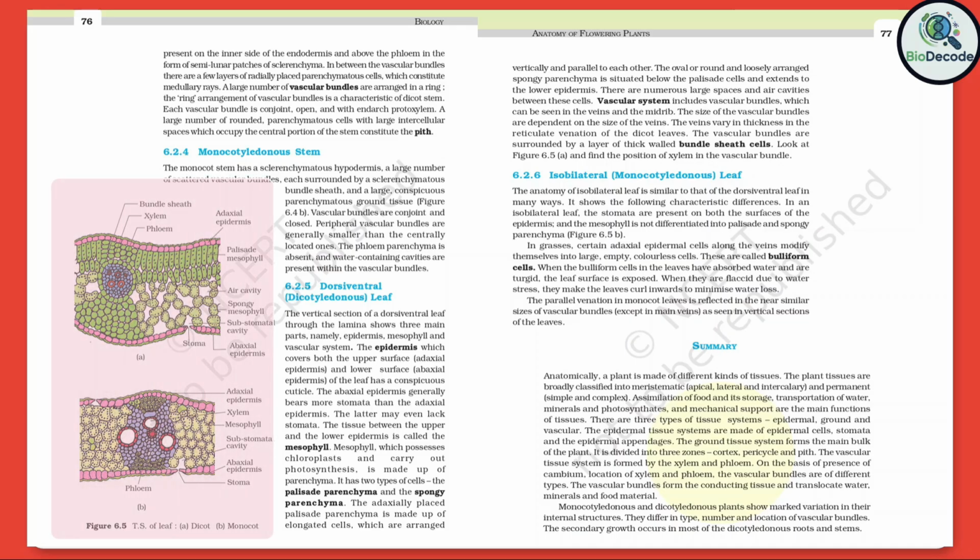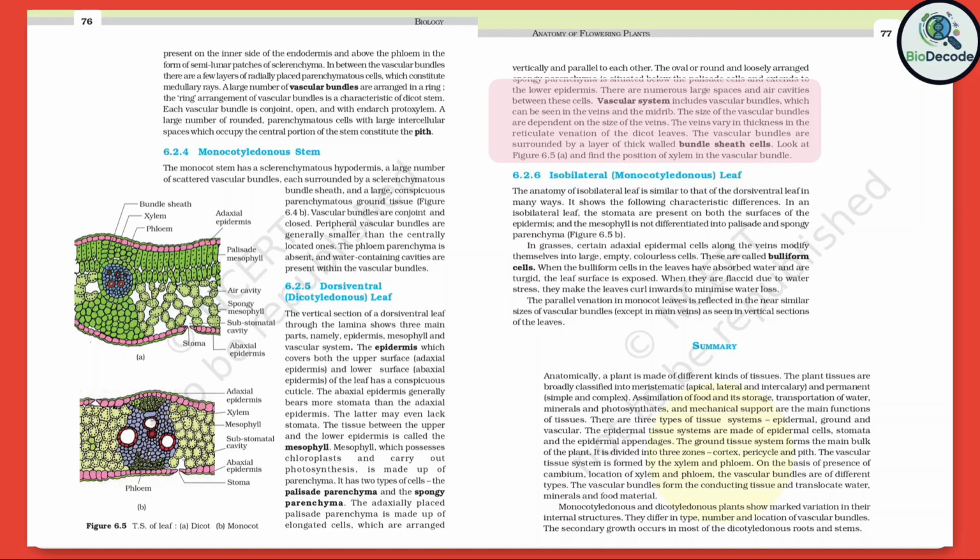Part A represents a dicot leaf showing adaxial and abaxial epidermis, mesophyll with palisade and spongy cells, and vascular bundles. Part B represents a monocot leaf, showing uniform mesophyll tissue without separation into palisade and spongy layers. The vascular system includes vascular bundles, seen in the veins and midrib. The size of vascular bundles depends on the size of veins, which vary in thickness in the reticulate venation of dicot leaves. Vascular bundles are surrounded by a layer of thick-walled bundle sheath cells.